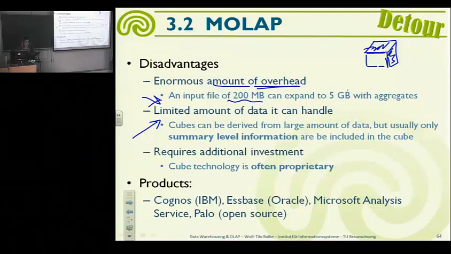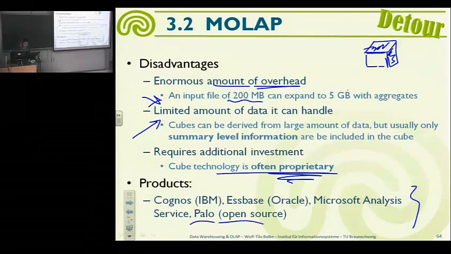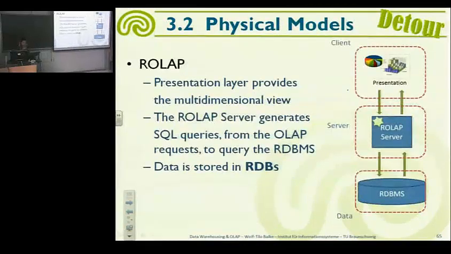With the multidimensional modeling, it's a completely different technology, unlike the relational one, which means you often have to buy software that is already developed specifically to deal with this technology. Some of the products are listed here. You have Cognos from IBM, you have Essbase from Oracle. There's also Palo, which is open source and can be integrated with Excel sheets. This is for the MOLAP.